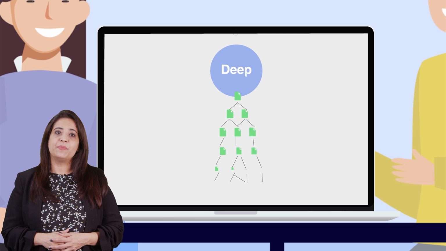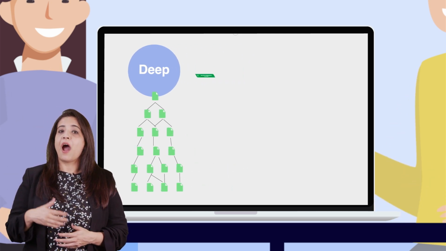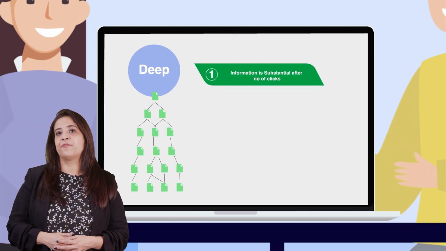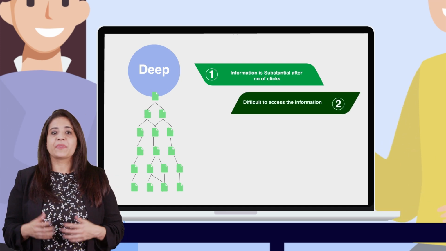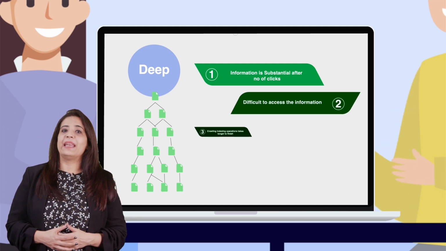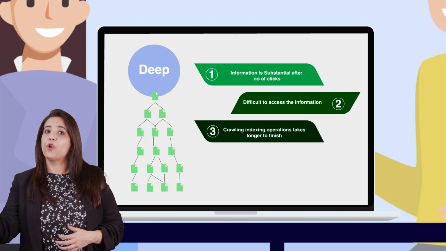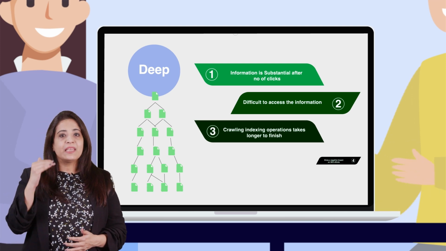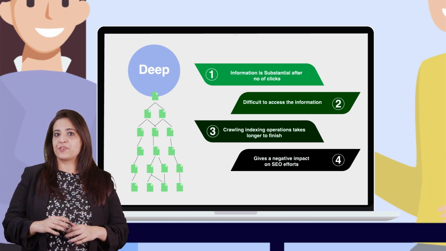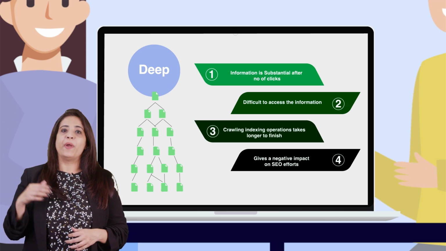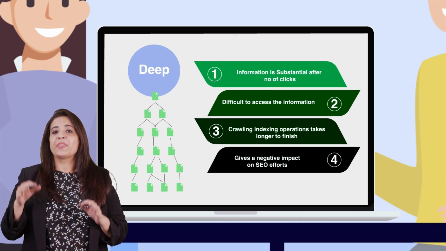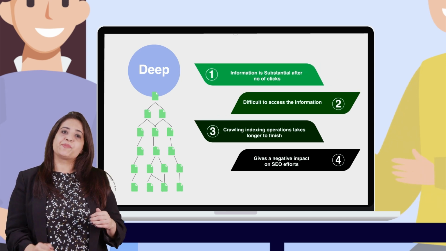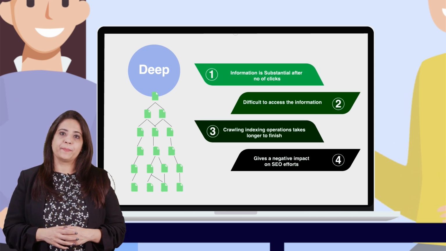Information is accessible within the deep structure after a substantial number of clicks. In other terms, it is difficult to access. In addition, the crawling and indexing operations take longer to finish. This has a negative impact on SEO efforts. When it comes to, say, on-page SEO best practices, a deep structure is not optimal.